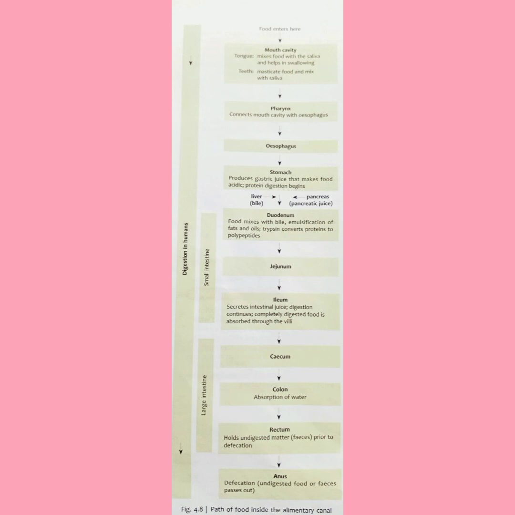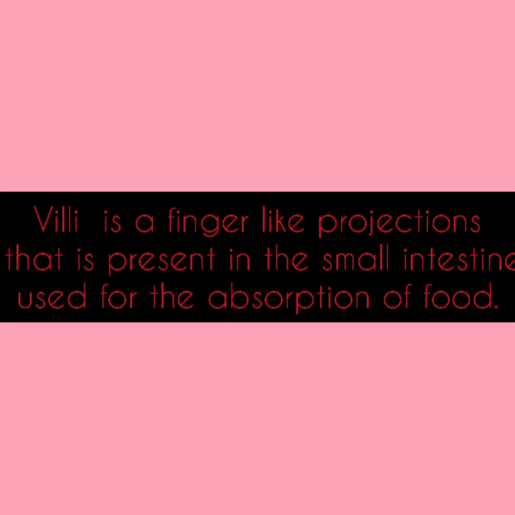Again I am telling you, the names of the enzymes and their conversions are very important for you to understand. What is emulsification of fat? The process of breaking fat into tiny droplets for enzyme action is known as emulsification of fats. Last, what are villi? They are finger-like projections present in the small intestine that help in the absorption of food. So with this, we complete the chapter. I hope this chapter is crystal clear to you. Thank you.